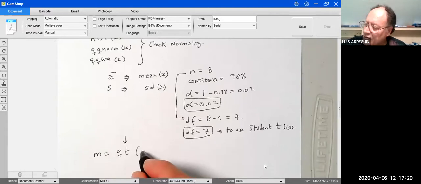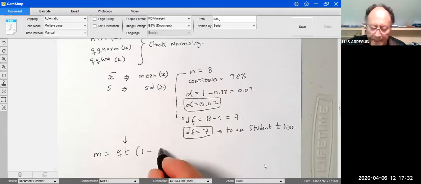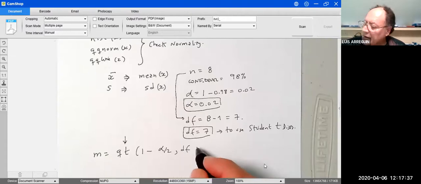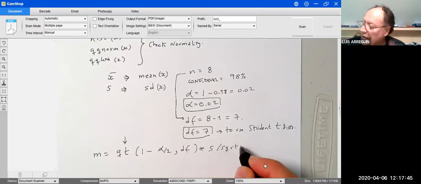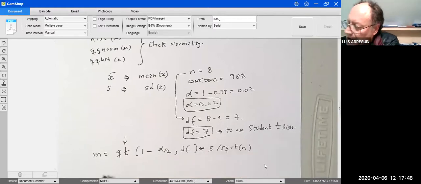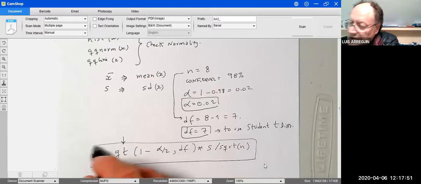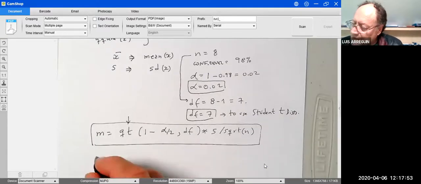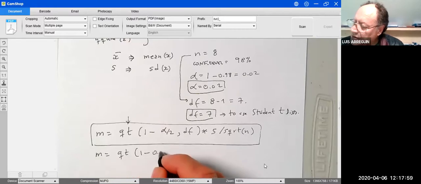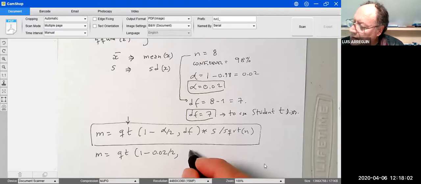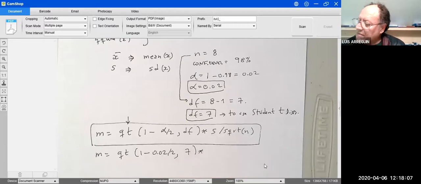Remember, the formula is just qt of 1 minus alpha over 2, comma, degrees of freedom, and we're going to multiply this by standard deviation over the square root of n. So that's the formula. You need to have this formula in your formula sheet. This is important. So for this problem, it's going to be just qt of 1 minus 0.02 over 2, comma, degrees of freedom 7, and then you're going to multiply this by the standard deviation that we don't know yet.